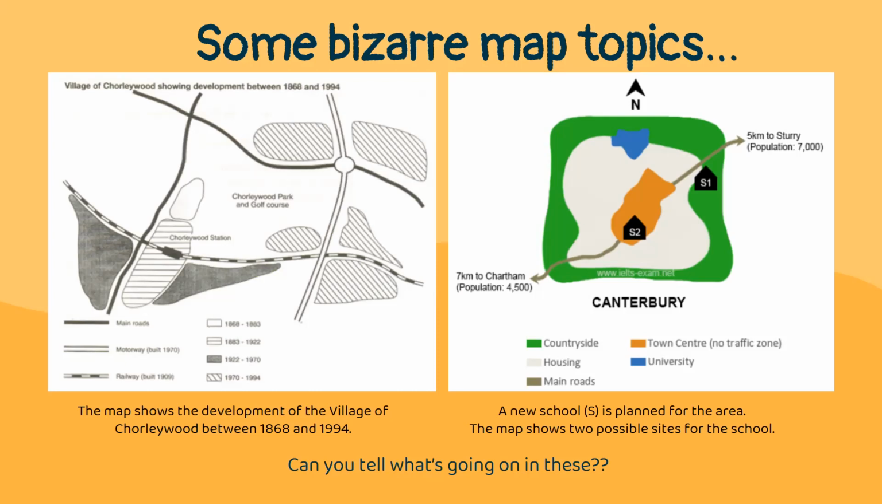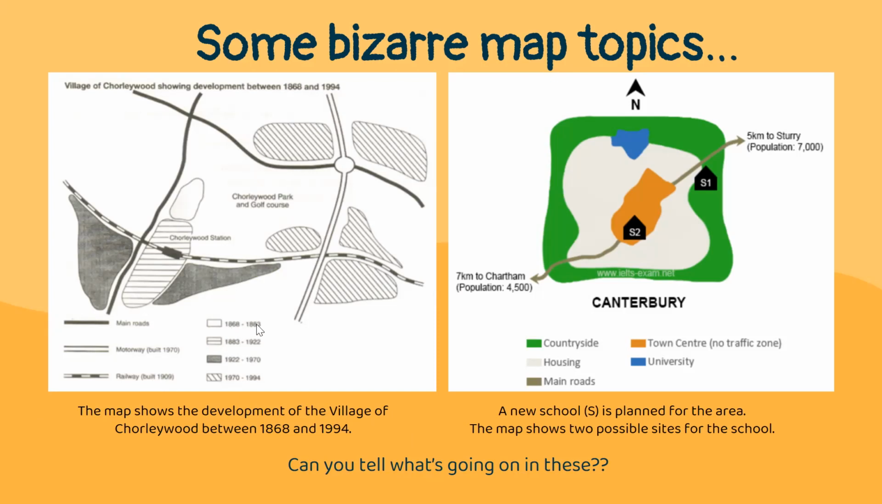When you are looking at a map like this, the first thing that you're going to see is obviously the description, for writing an introduction, and then you will need to look at the symbols here, like the main roads, the motorways, the railways, and the time period.